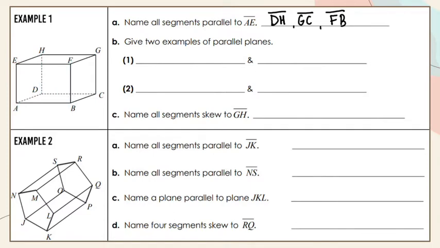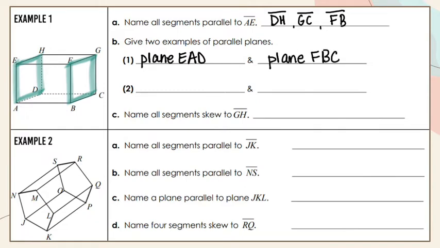Give two examples of parallel planes. So if I wanted to say that this plane is parallel to this plane, I could do that by saying plane EAD and plane FBC. You can use any 3 points from the plane that you're trying to describe.